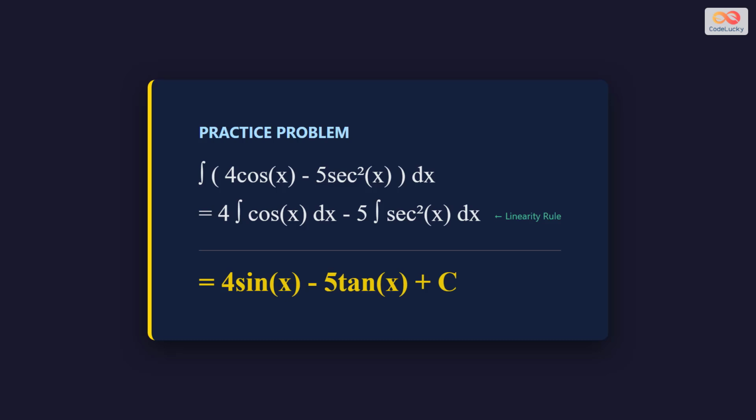Let's apply this. To integrate 4 cosine x minus 5 secant squared x, we treat each term separately. The result is 4 sine x minus 5 tangent x plus c.